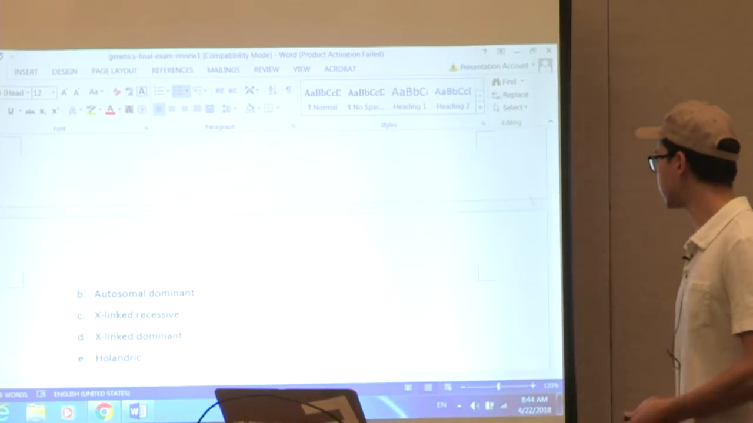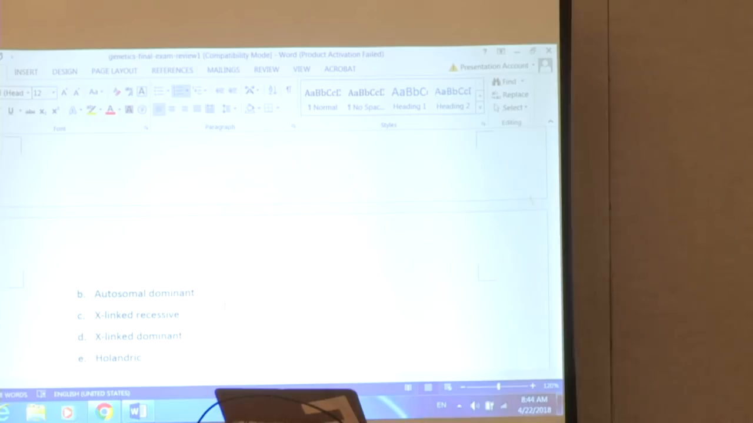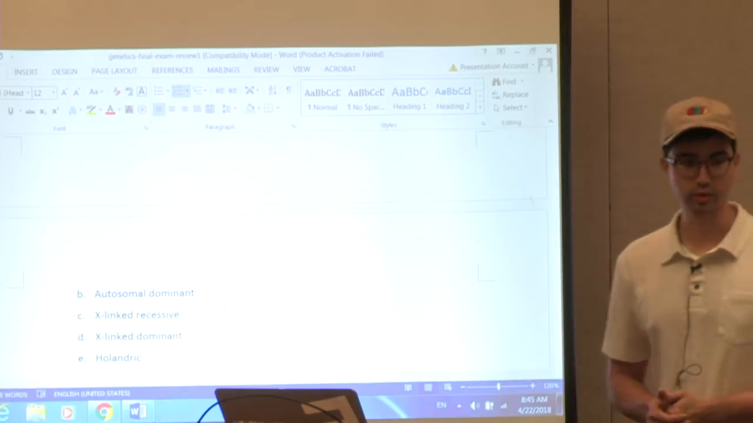Which ones would it not be? X-linked recessive, nice. So it wouldn't be any of the sex-related ones, so any X-linked or holandric, which is another term for Y inheritance. Obviously, since they're linked to sex, we're not going to see them equally in the sexes. So it would be autosomal recessive and dominant.